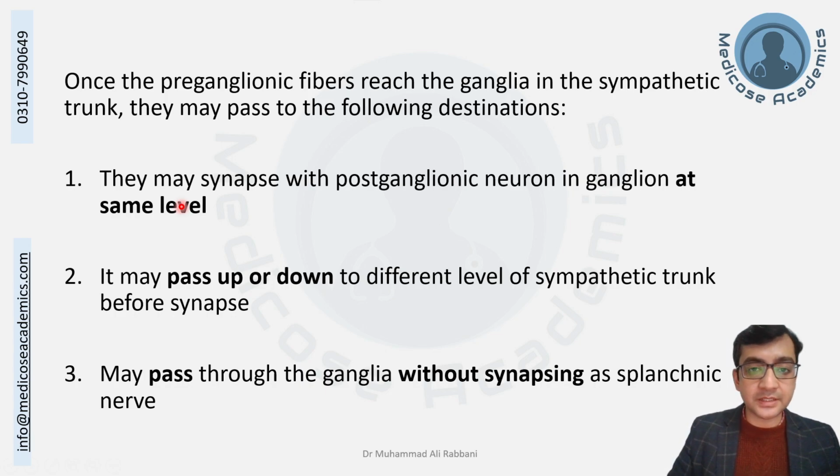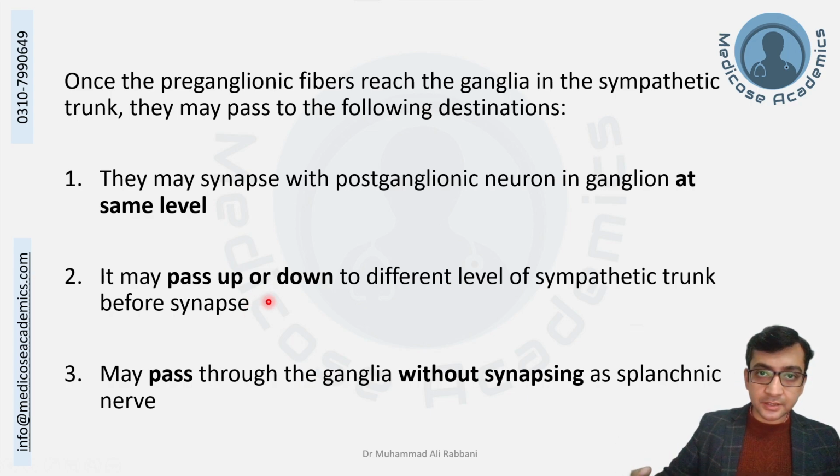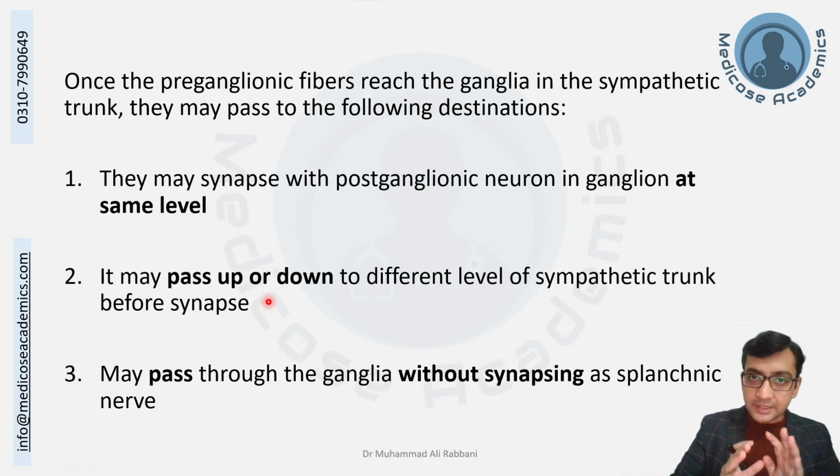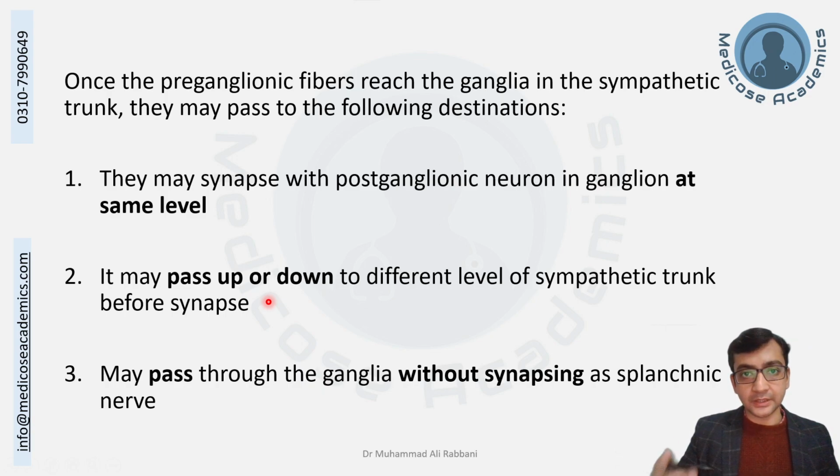After reaching the sympathetic chain, there are different fates. The one I discussed already is that it enters through the white ramus, synapses at that level with the postsynaptic cell body, and exits through the gray ramus to the spinal nerve. The second option is that it enters the sympathetic chain, goes up or down the chain, then synapses with the postganglionic cell body there and exits. I will show you the picture immediately after that.